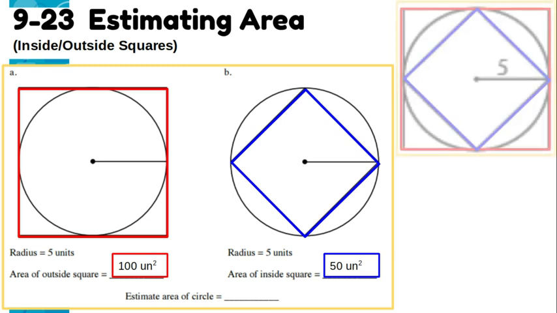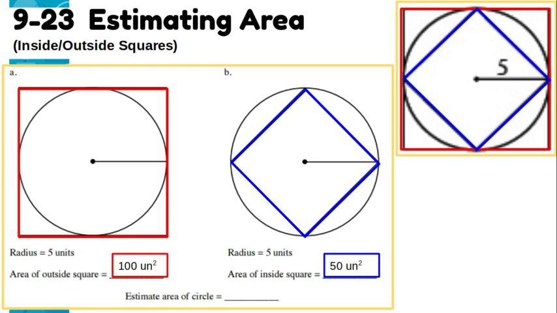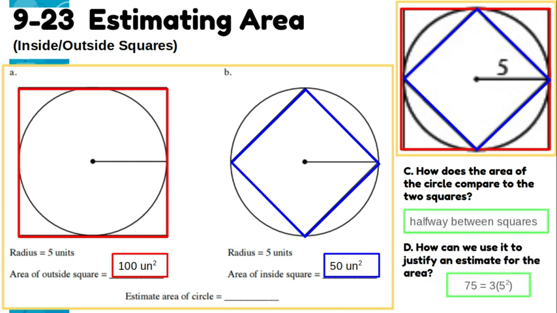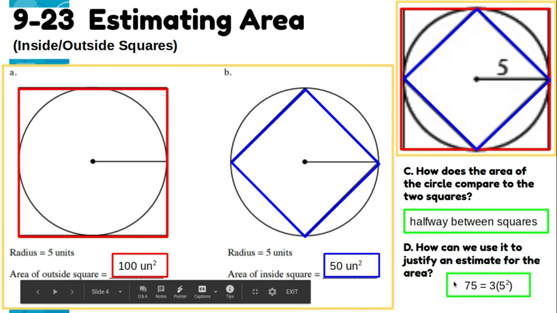We can overlap those together and realize, if we look at the red square compared to the blue square, that the circle actually lands in between the two squares, and that area of the circle is about halfway between there, approximately. And we can say, well, if we have 100 units for the large square and 50 units for the smaller square on the inside, about halfway between that would be 75, which really is justified by taking 3 times the square of just the radius. And again, remember, as we come with square units, we need to square and multiply some values together.